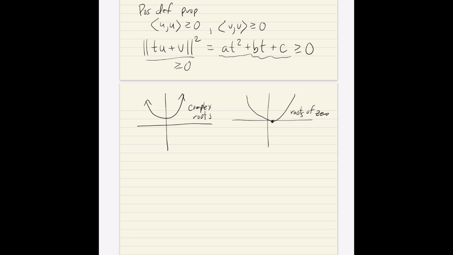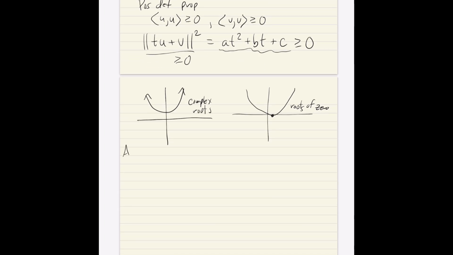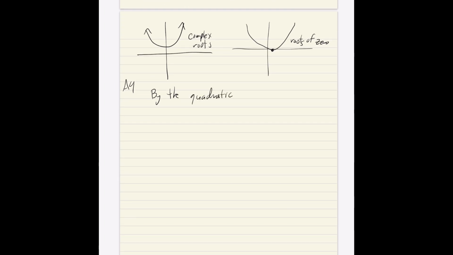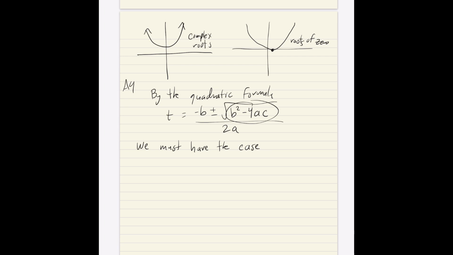So by the quadratic formula, this is now step A4. By the quadratic formula, t is equal to negative b plus or minus the square root of b squared minus 4ac all over 2a. I remember that the number under the square root is called the discriminant, this thing right here. We must have the case that the discriminant, b squared minus 4ac, is less than or equal to 0.